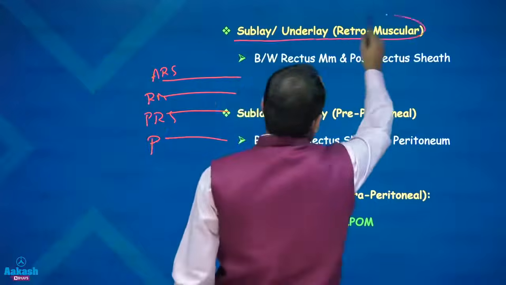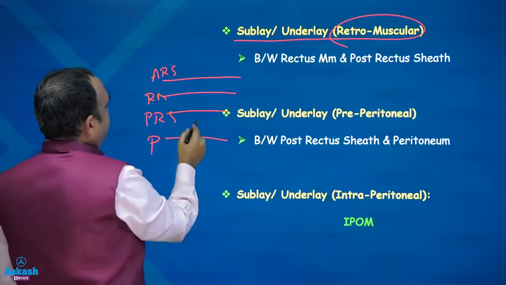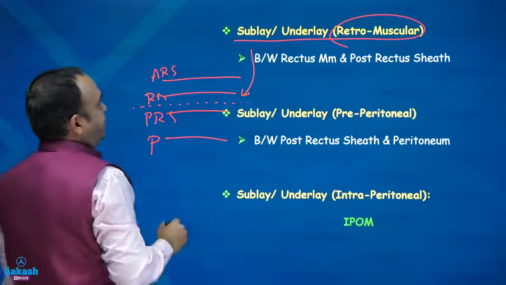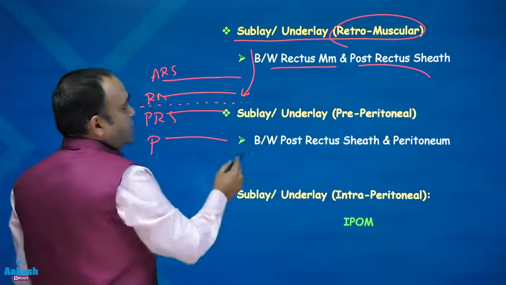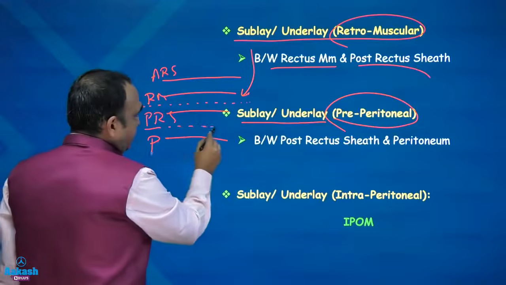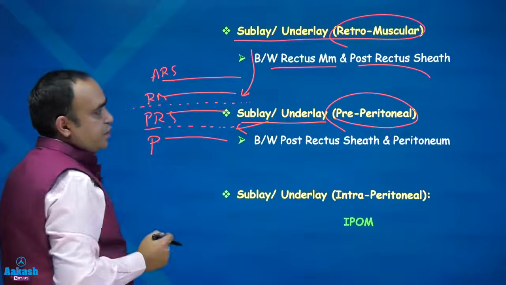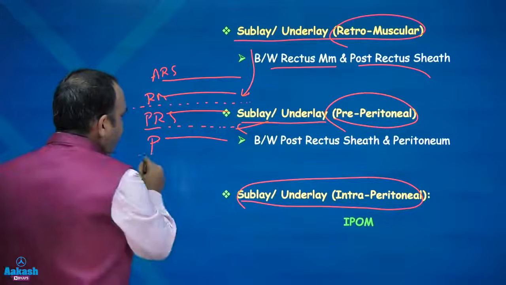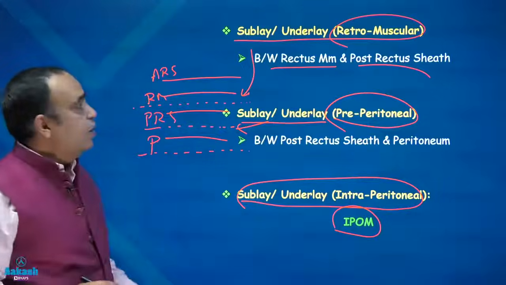One variety is retromuscular. Retromuscular means we place the mesh between the rectus muscle and the posterior rectus sheath. We place our mesh here. This is this variety. Retromuscular means behind the rectus muscle, between the rectus and the posterior rectus sheath. Then the other variety is pre-peritoneal. Pre-peritoneal means between the posterior rectus sheath and the peritoneum, just in front of the peritoneum, right? And third is intraperitoneal. Laparoscopically, as I told you, we can place the mesh intraperitoneally also. This is called IPOM, that is intraperitoneal onlay mesh.